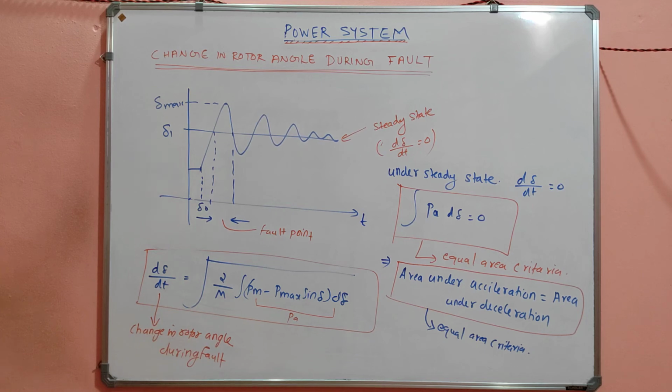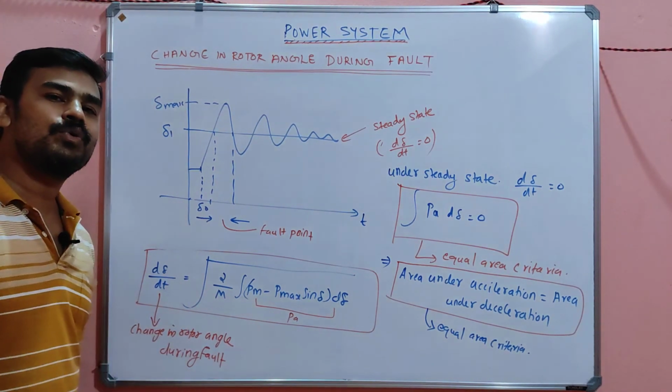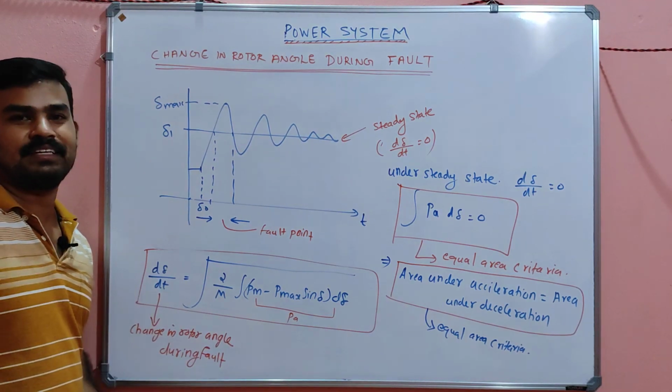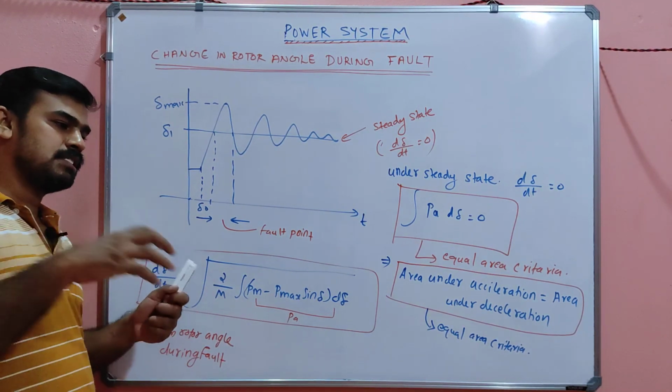In the next classes we will discuss how we get the area equal to 0 and what the factors affecting it are. Okay, the analysis will go much deeper.